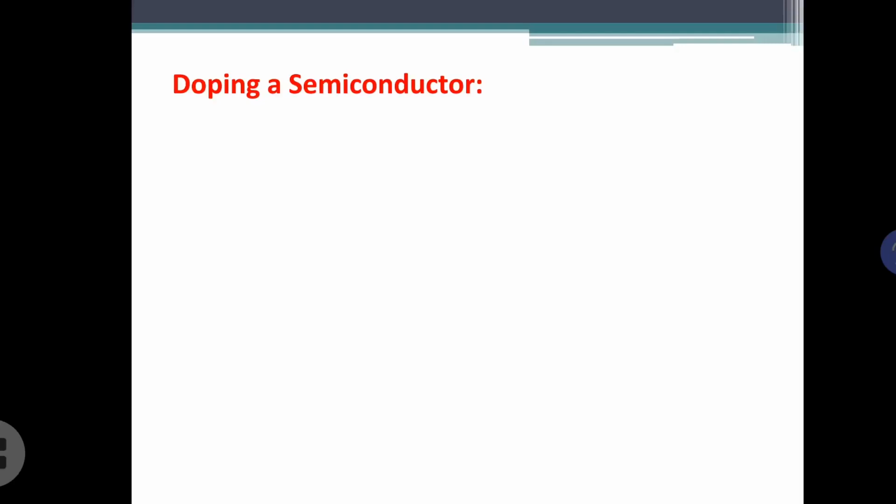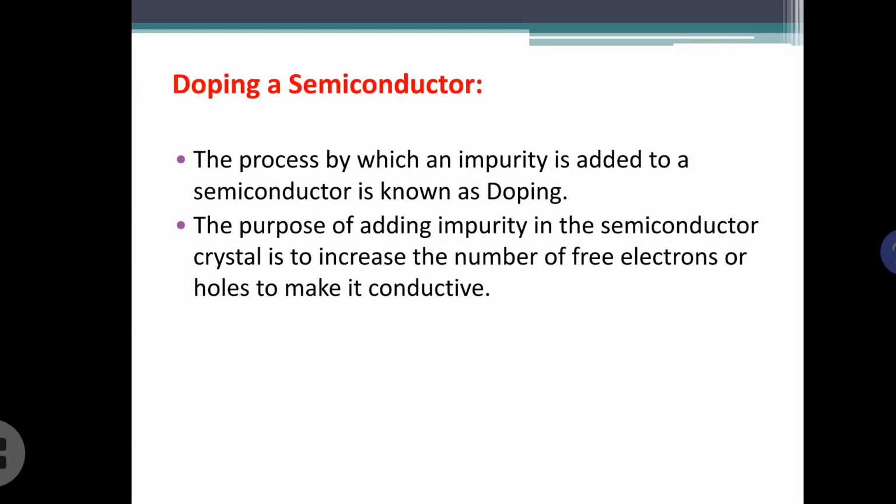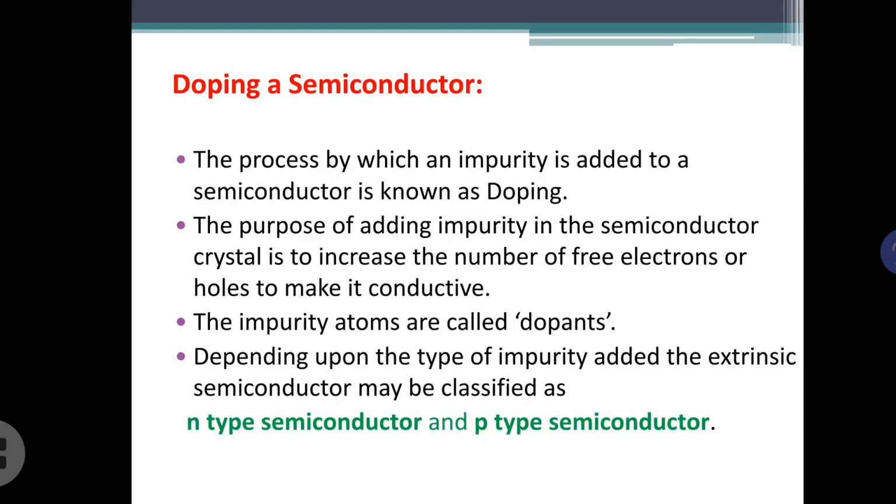Before that, what is doping? The process by which an impurity is added to a semiconductor is known as doping. The purpose of adding impurity is to increase the number of electrons or holes, that is, to make it more conductive. The impurity atoms are called dopants. Depending upon the type of impurity added, the extrinsic semiconductor can be classified as N-type or P-type semiconductor. So an extrinsic or impure semiconductor can be classified into two groups, N-type and P-type semiconductors.